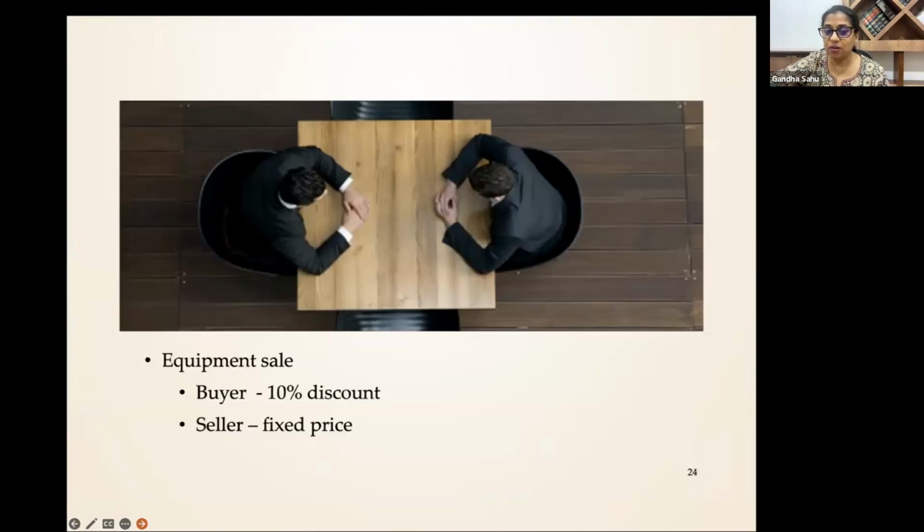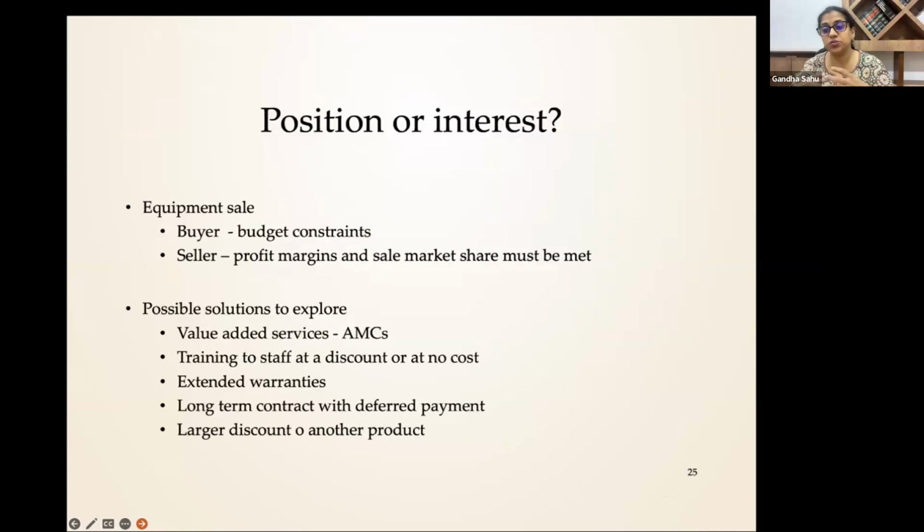Equipment sale. Buyer says, I want 10% discount. Seller says, I'm giving a fixed price. Very common. This itself could be, of course, interest. But as negotiators, we always explore, why are you saying it? Show me your figures. Show me how you've come to this amount. Those of you who are into purchase will know it's very typical. But we do go into the details of pricing, how you reach it.